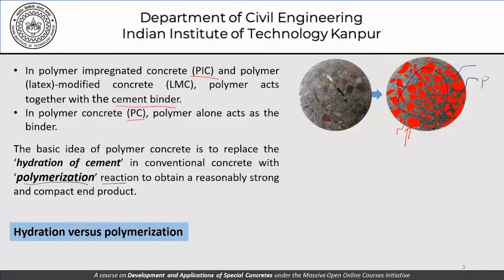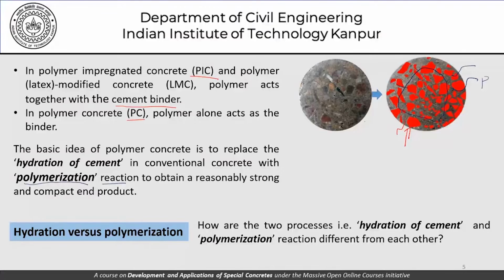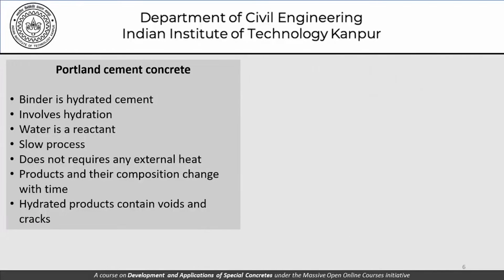So there are two processes basically, the hydration and polymerization, and how are they different from each other. As far as Portland cement concrete is concerned, that is the hydration process. We have discussed it at length, and in fact it has been at the bottom of our heart as far as this particular course on special concretes is concerned. The binder is hydrated cement, involves hydration reaction. Water is a reactant. In fact, water and cement are the only two chemically reactive products which are there in concrete. The rest of it is fillers most of the time.